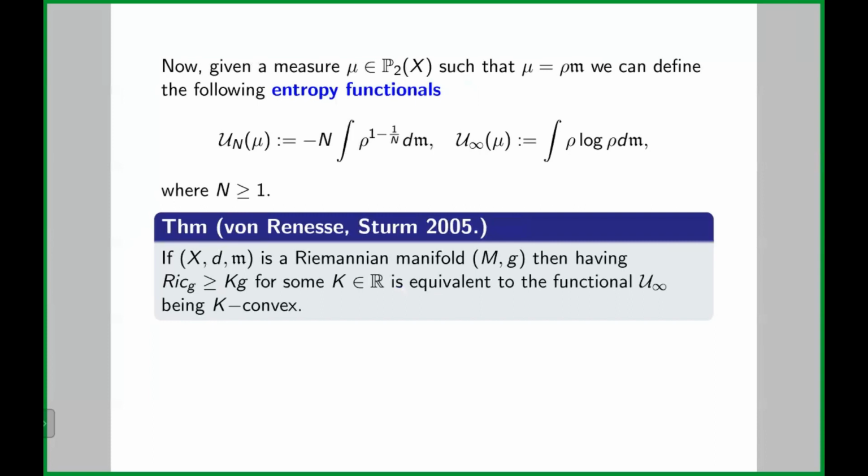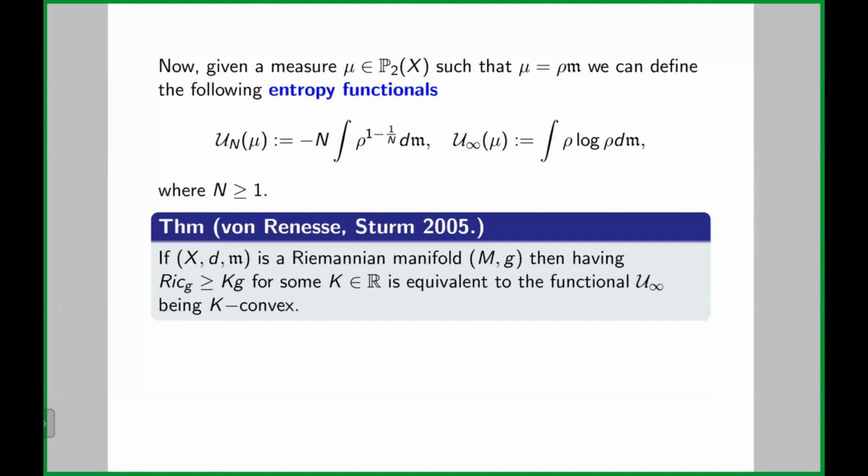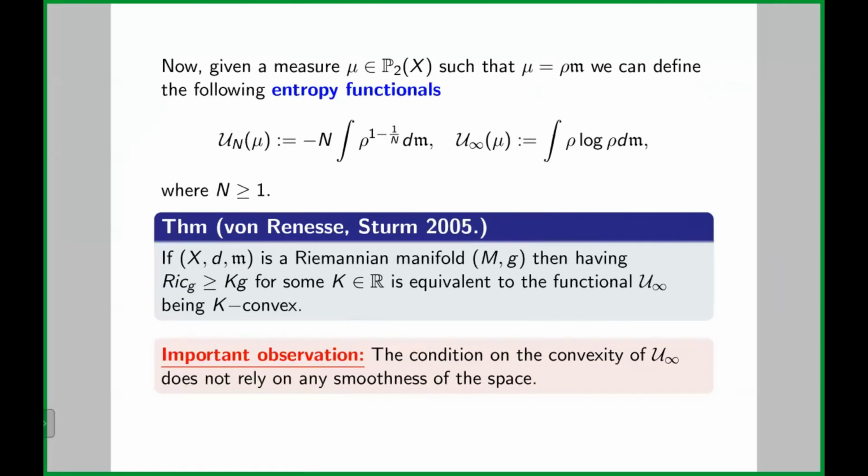Why do we need them? Well, because again, as Chiara mentioned before, if we are dealing with Riemannian manifolds, then having the Ricci curvature bounded from below by K is equivalent to the functional, I put it here, U infinity, being K-convex. So it is convex in a suitable way. And the thing to notice here is that the condition on the convexity of U infinity does not rely on any smoothness of the space.